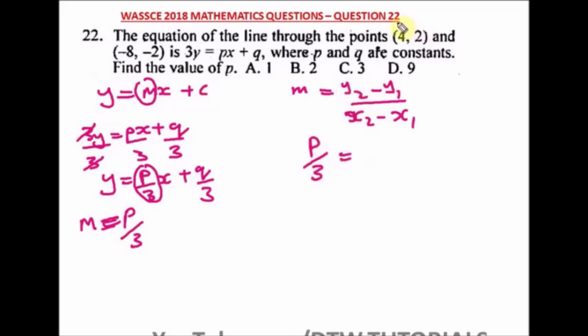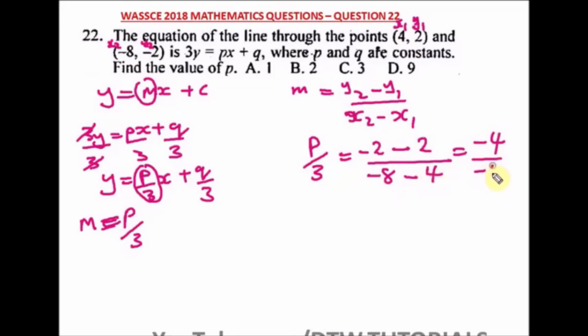So we have p over 3 is equal to what? Here we have x1 and y1, and we have x2 and y2. So let's put in our values. y2 is minus 2, minus y1 which is 2, divided by x2 which is minus 8, minus x1 which is 4. So what do we have here? We have minus 2 minus 2 is minus 4, divided by minus 8 minus 4, which will give us minus 12.